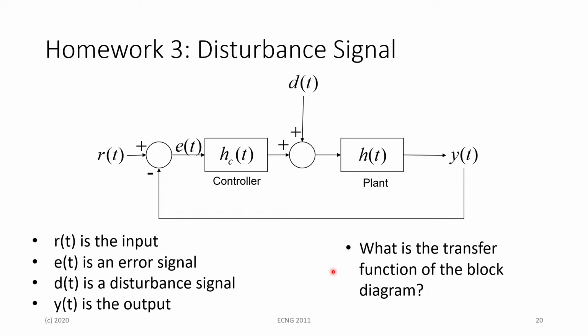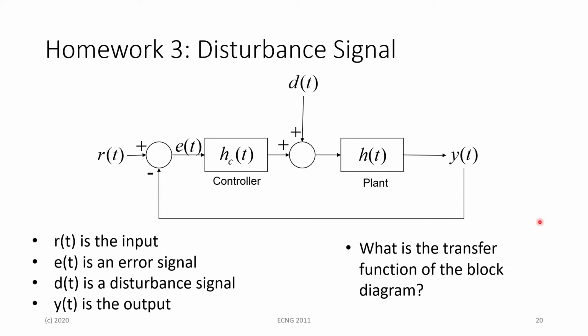And the third thing I'd like for you guys to try here, and this one's a little bit more simple, is to actually obtain the y of t signal here. But in this case, we're going to have a disturbance signal d of t being added in between our 2 blocks here, c of t and h of t.